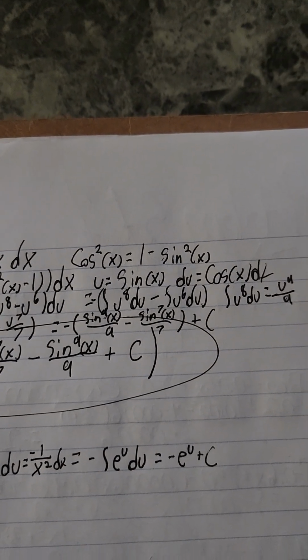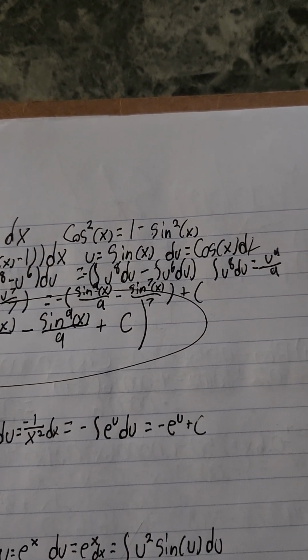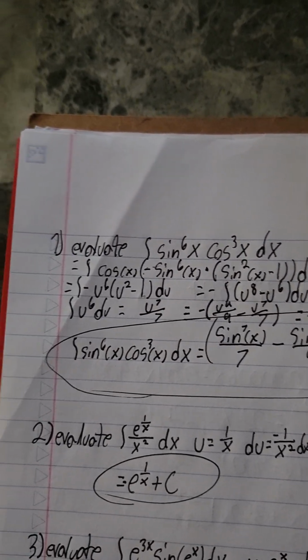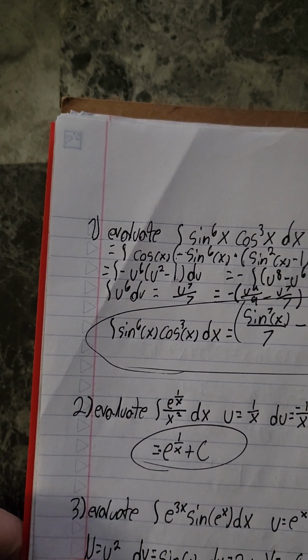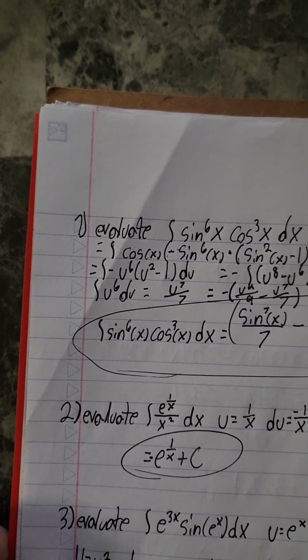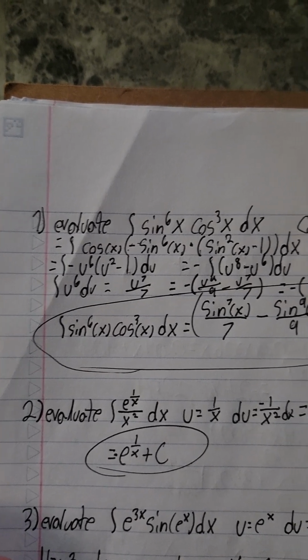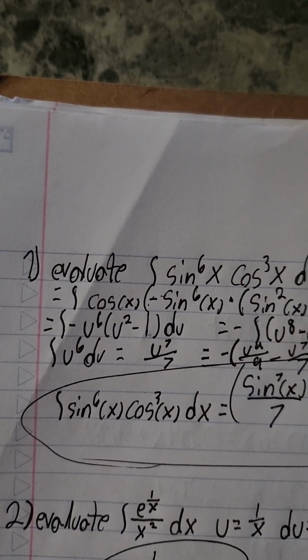Then you use u substitution, using u equals sine x. The derivative of that is cosine x. That takes care of all our stuff when we rewrite it, so that we have the integral of negative u to the 6th, parentheses u squared minus 1, du. The du is that cosine x turned into the du.